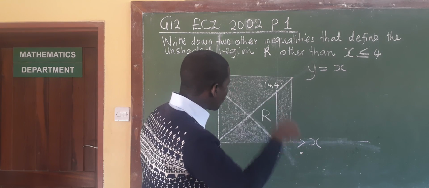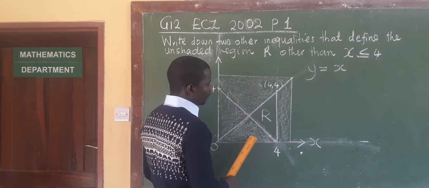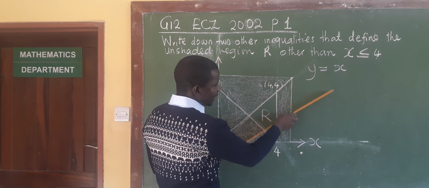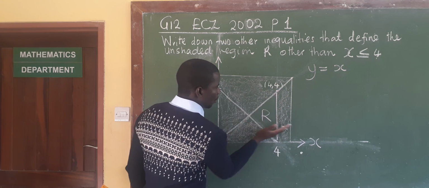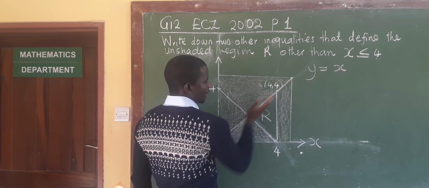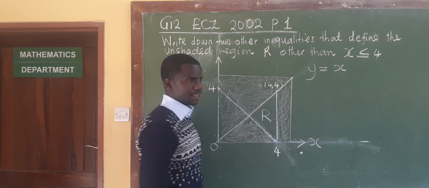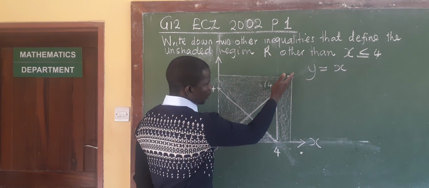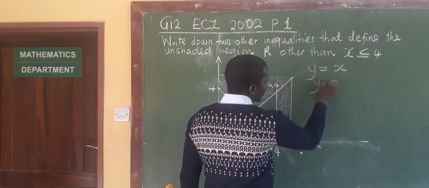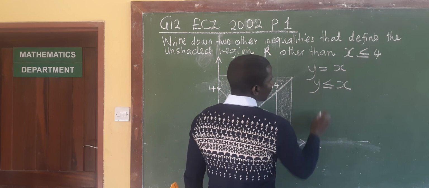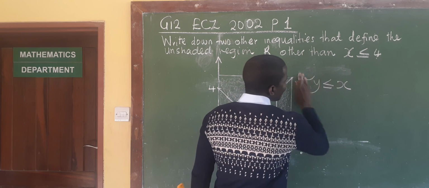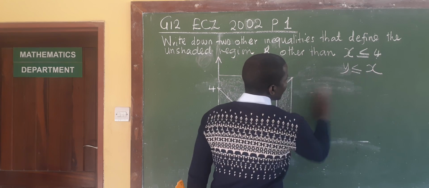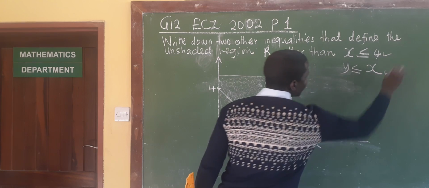When we look at it in form of an inequality, the region that we want is below this line. So meaning it is less than. Now that the line is solid, we're going to say y is less than or equal to x. So this is the other inequality that we need. We have one already, and the second one is this one.